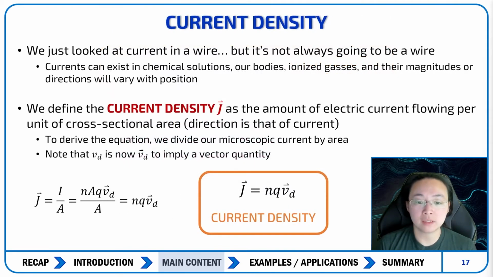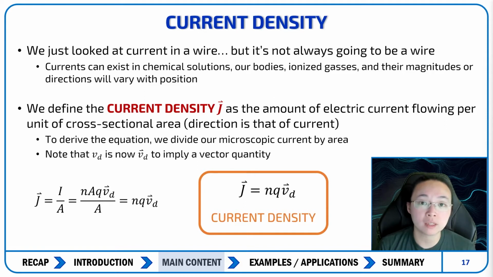Now that we can calculate a microscopic current, we can calculate current density. From that diagram that we had before, it kind of looks like we were looking at a wire, but it's not always going to be a wire or a simple object that we can look at. Currents can exist in large solutions, like chemical solutions. They can exist within our bodies. They can exist within gases, and their magnitudes and directions are going to change with position depending on what kind of object you're looking at.